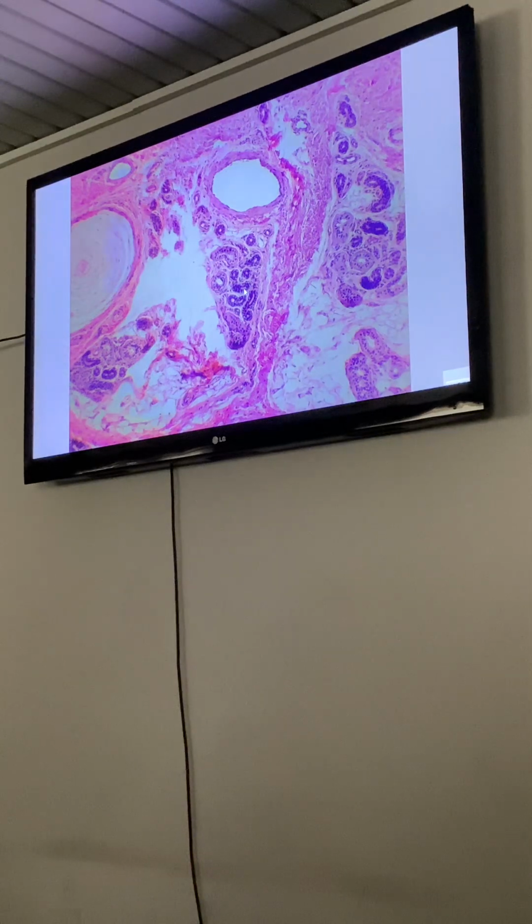Which type of gland? Sweat gland. Regardless of the epithelium, gland. Simple coiled gland.